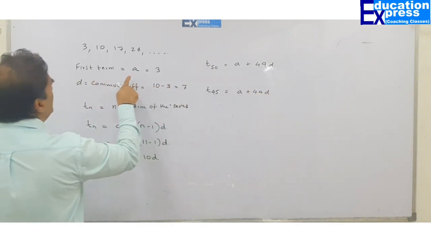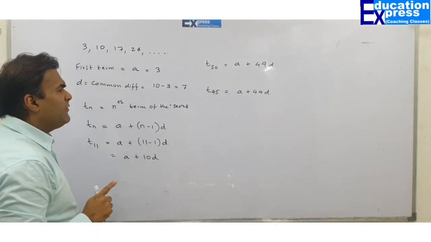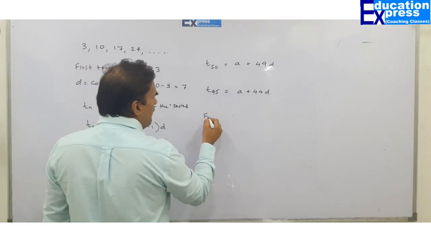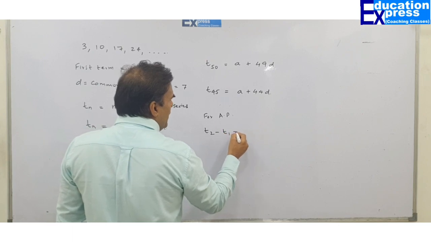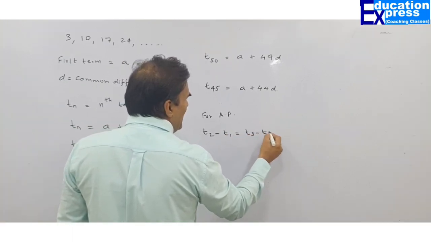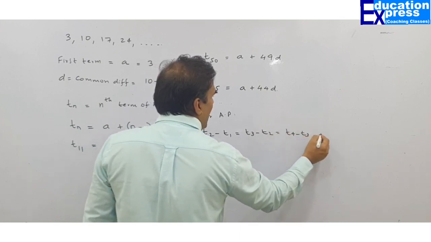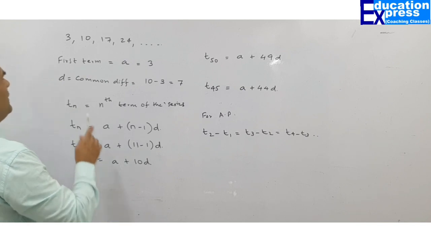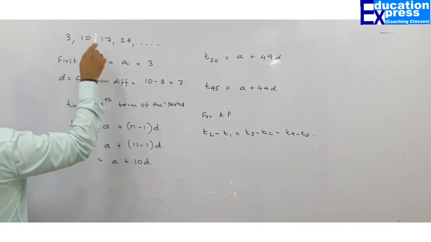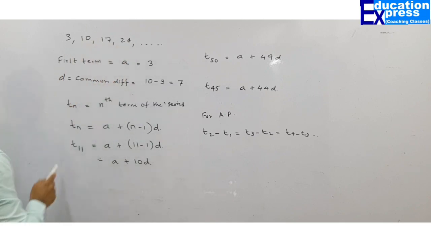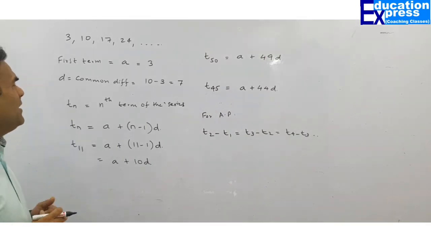In this example, first term is available, difference is available. Let me remind you, my friends, for AP, your second term minus first term will be the same as third term minus second term, will be the same as fourth term minus third term, and so on and so forth. That means the difference between 10 and 3 will be the same as 17 and 10, will be the same as 24 minus 17. That is the peculiarity or characteristic of the series AP.